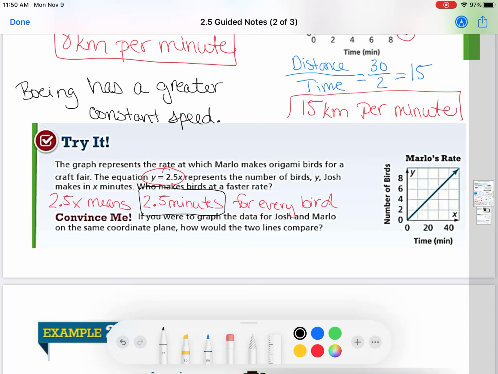Okay, so now we need to look at Marlowe, and his is over on the graph. So here's what we know about Marlowe. Look at over at where it says 20. 20 minutes, that's our x-axis. So right here. So for every 20 minutes, follow it up, he makes 4 birds. So we're going to set up a proportion like we just practiced. So I'm going to write that up kind of above the graph. So every 20 minutes, he makes 4 birds.